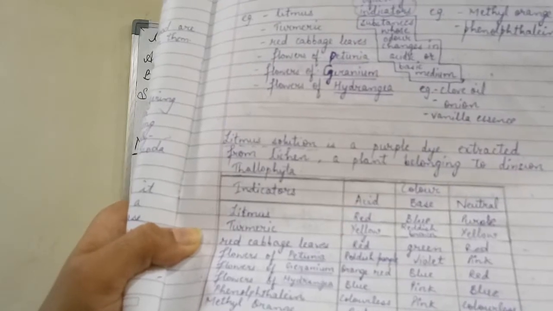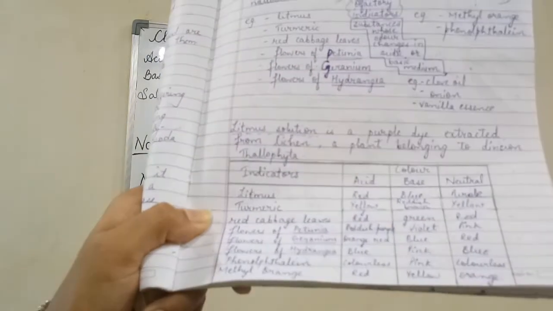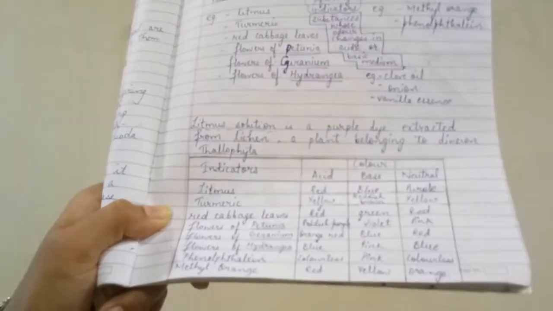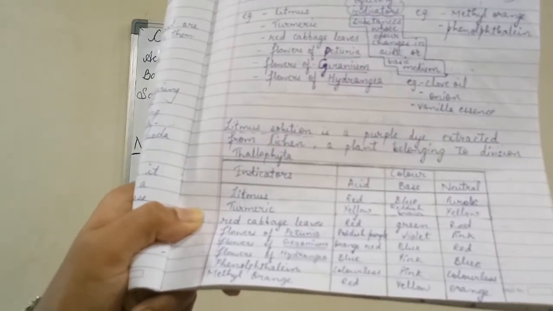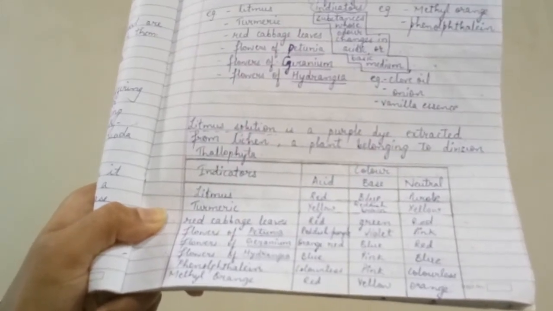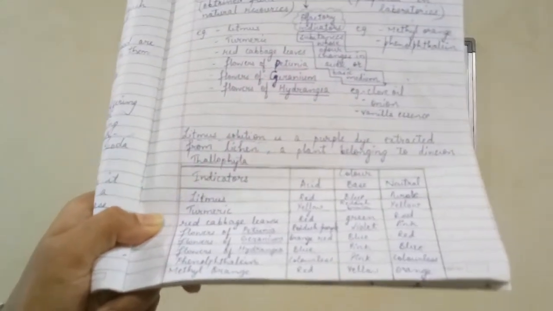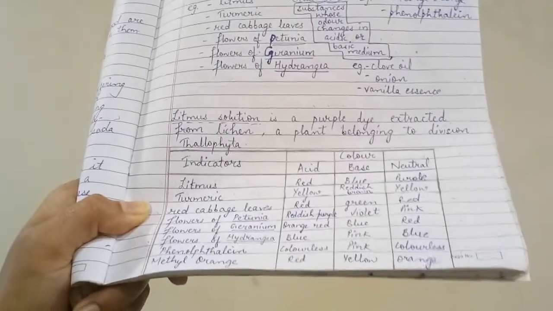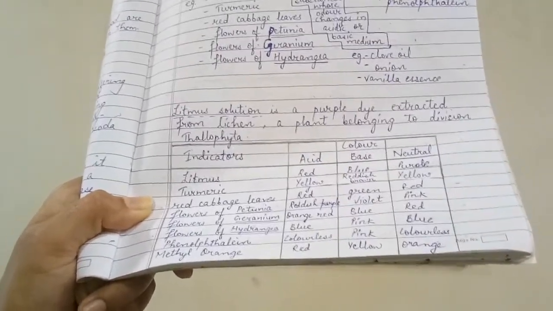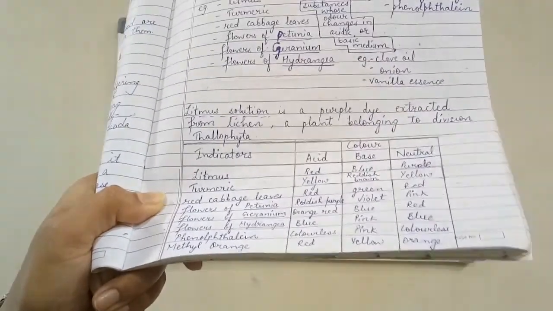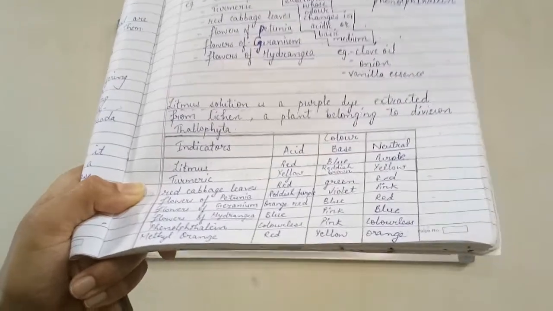Phenolphthalein is colorless when neutral, and when you add it to acid it is again neutral, but in the presence of a base it is of pink color. Methyl orange is orange in color. In the presence of acid it is red color, and in the presence of base it is yellow color. I hope this is clear to you. I'll just focus the camera over here so things are clear. You can just stop the video for a while so that you can have a look at this particular table. This is just a summary of the color changes.